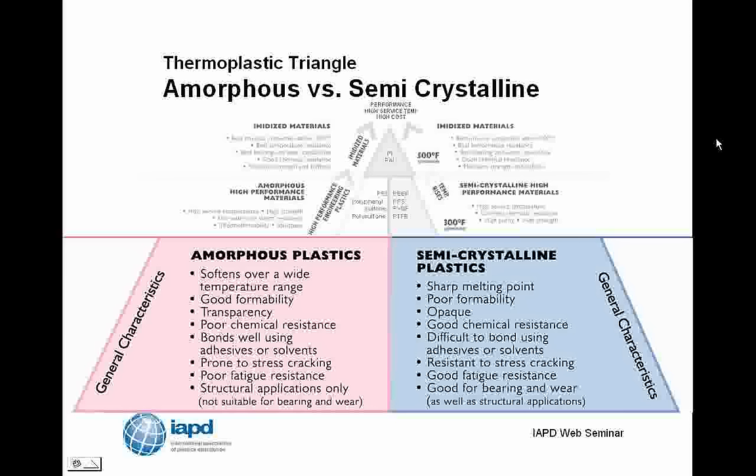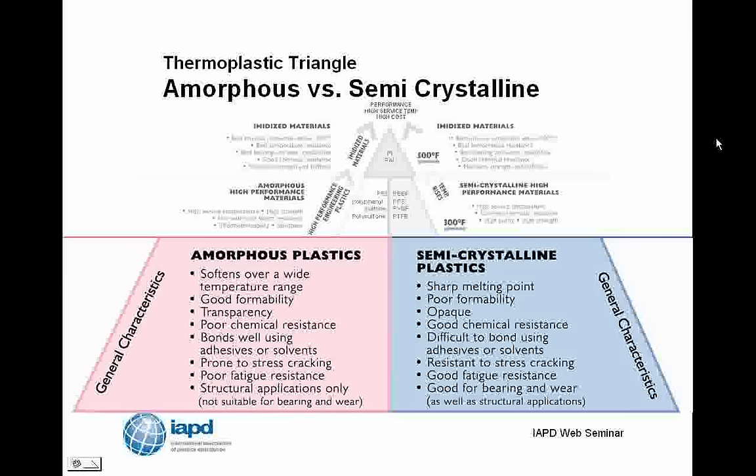Now, I'm not saying semi-crystalline plastics can't be transparent. In very thin sections and modified with certain additives, you can make things like optically clear polypropylene film to perhaps wrap up flowers and give them to somebody. What I am saying is it's much more difficult to make semi-crystalline thermoplastics transparent, because they tend to be opaque. Moving down the list, amorphous plastics tend to have poor chemical resistance. Semi-crystalline plastics tend to have good chemical resistance.